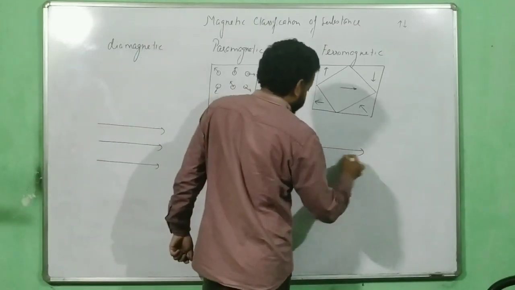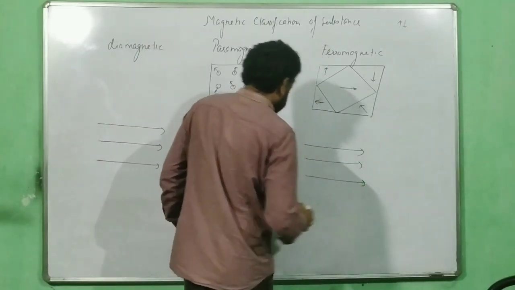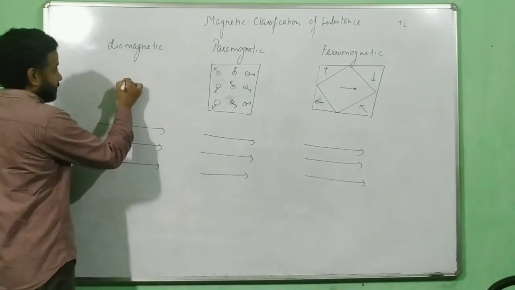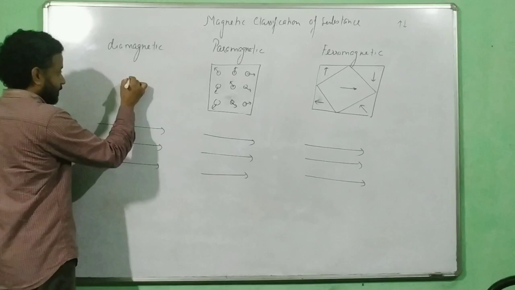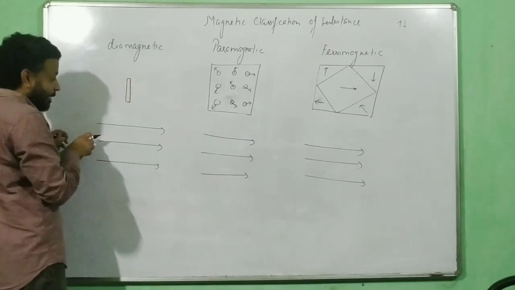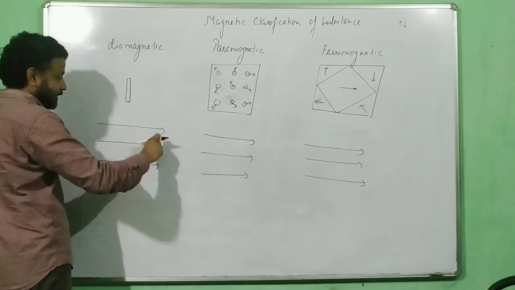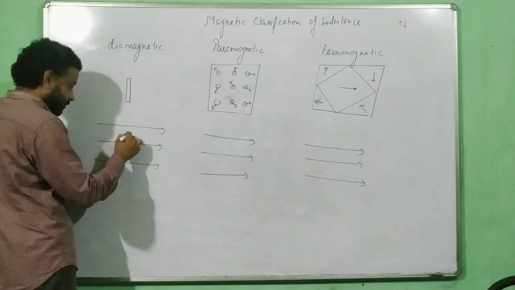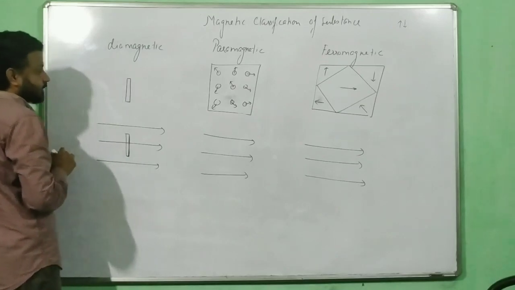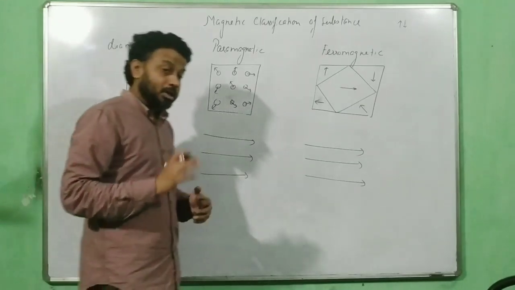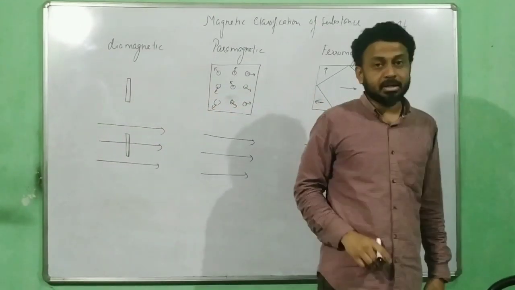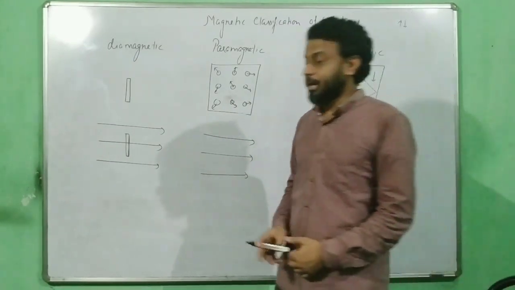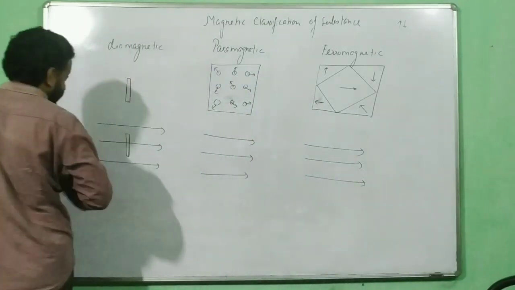This is a magnetic field. So when you place a diamagnetic substance, suppose this is my diamagnetic substance, then the diamagnetic substance will not align in the direction of the magnetic field. They prefer to remain like this. Okay? They will not align in the direction of the magnetic field. We say that they get repelled from the magnetic field.